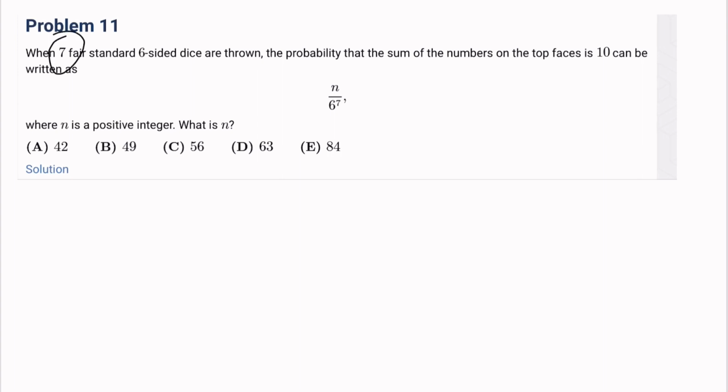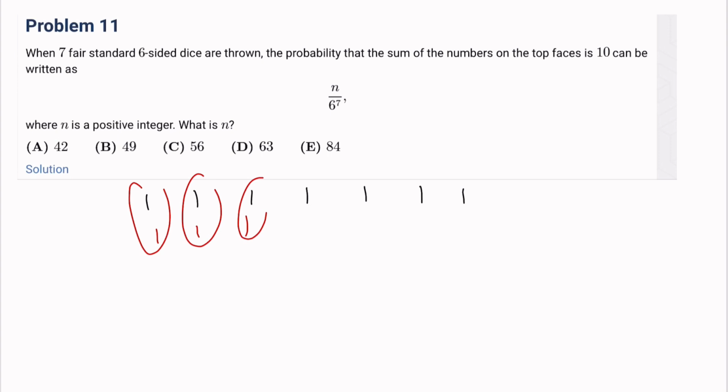Okay, so since the sum of the numbers on the top faces has to be 10, but then 7 dice are thrown, right? Since the lowest number that each die can get is 1, we have at least 7, right? And we need to add 3 more here, but we don't know where to add those remaining 3, right? So we have 3 possibilities. We can add 1 to three dice, like 2, 2, 2, 1, 1, 1, 1.